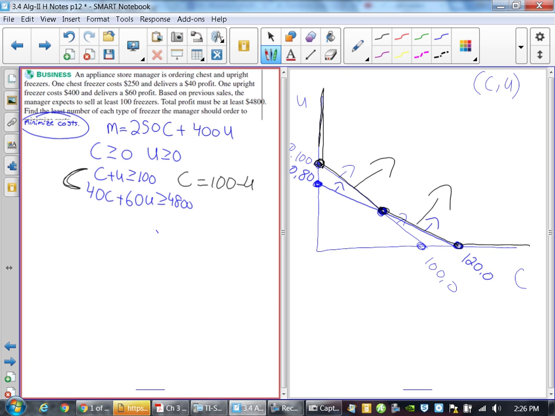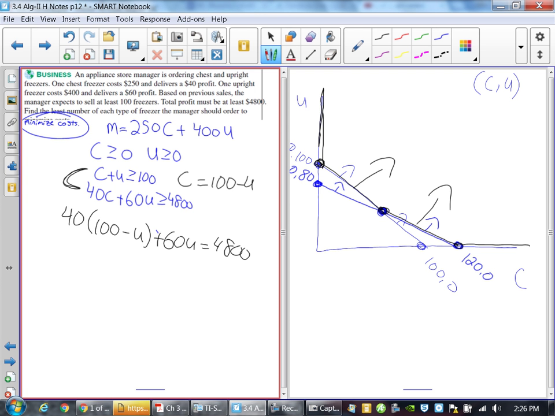You can go linear combinations, then go to your elimination method. Or if you want to use direct substitution, it works out the same. Whenever I have variables that are just coefficients of 1, I'm going to jump right to substitution. I think sometimes it's quicker. It's just my own opinion. So I wind up with 40 times 100 minus U plus 60U as 4,800.